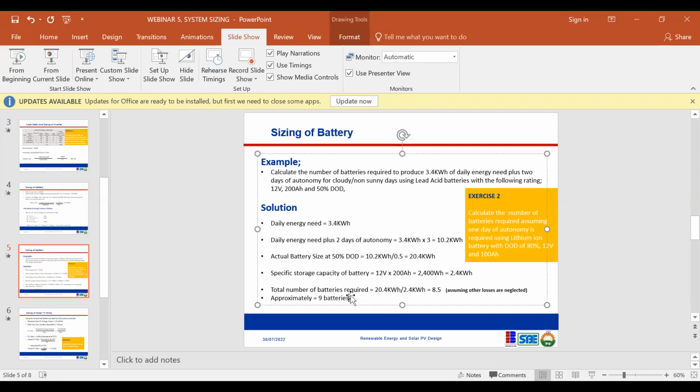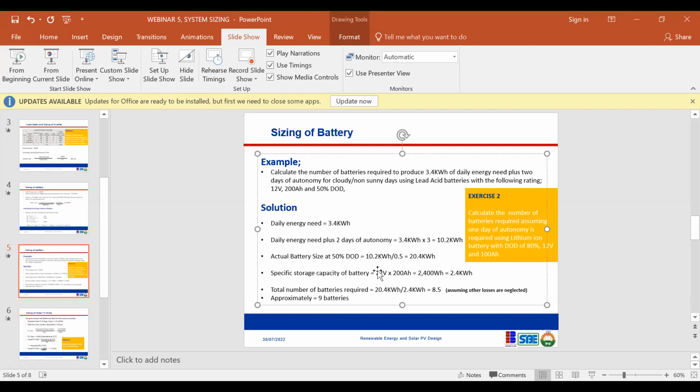So for example, if you have an inverter that uses 24 volts, and then you have a battery that has 12 volts, what do you do? It means that you need to combine two of these batteries to have 24 volts, right? You have to connect them in series to have 24 volts, right?